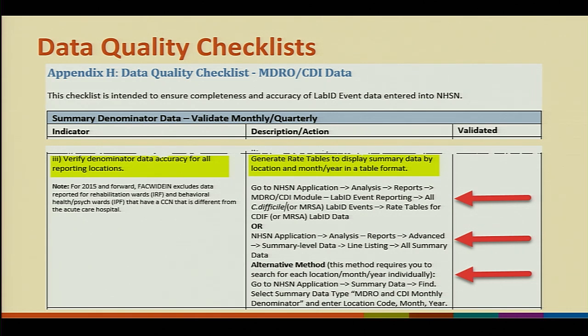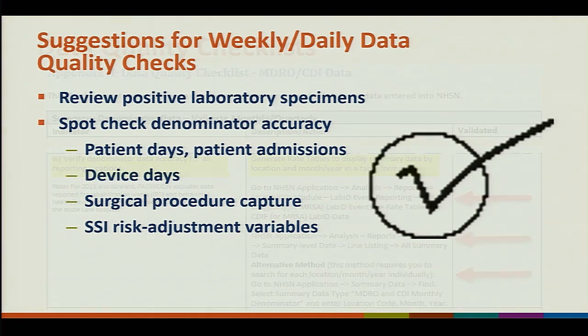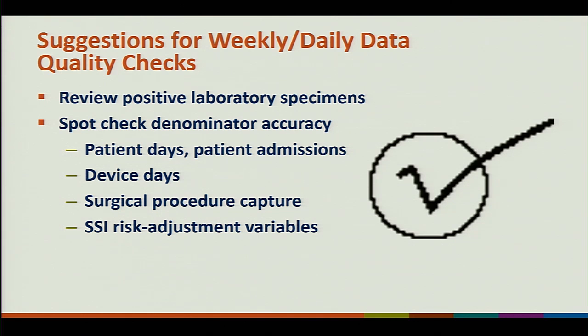In addition to reviewing your data on a monthly basis, we also recommend that you review your data on a quarterly basis prior to your CMS submission deadlines to make sure that what you think is going to CMS is going to CMS. On a daily or weekly basis, we recommend that you conduct spot checks to track accurate denominator data collection and conduct active case finding, which includes reviewing your positive lab specimens and spot checking patient days, patient admissions, device days, procedure capture, and SSI risk adjustment variables to ensure that they're being entered accurately.